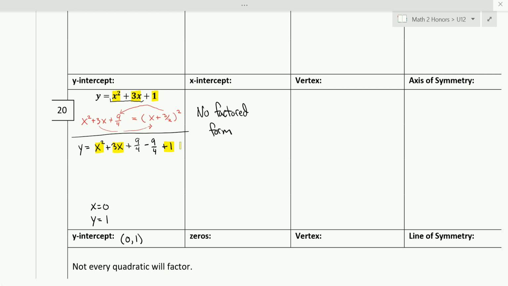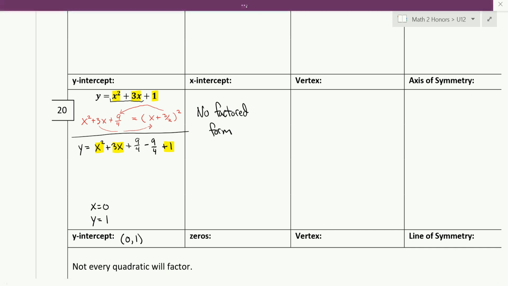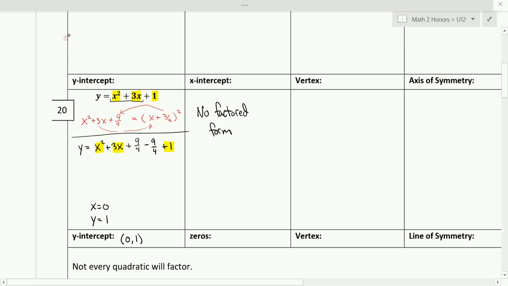So I have to keep that in mind. I always have to keep my equation equivalent to the original, but I'm changing the way it looks. I'm being a little creative here to get it into the form I want. Okay, so then my next step is to factor that, the first 3 terms. We already know what it's going to be because that was in our scratch work. It's going to become x plus 3 over 2 squared.